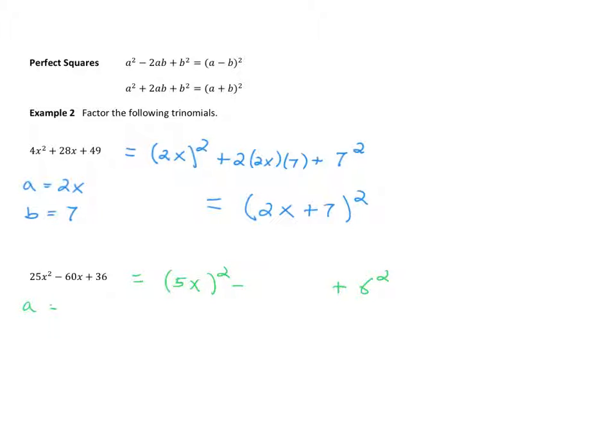That means A must be equal to 5x and B is equal to 6. Is it true that if I put 2 times A times B, this matches up with this negative 60x? So we have 2 times 5, which is 10, times 6 is 60, with an x left over, and okay, this one matches up. This is perfect. I can now go to the top formula. In place of A, put 5x. In place of B, put 6, and write the whole thing as squared. That is, this is going to be 5x minus 6 squared.